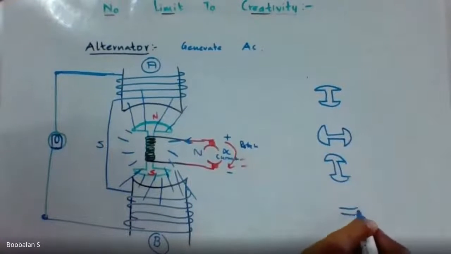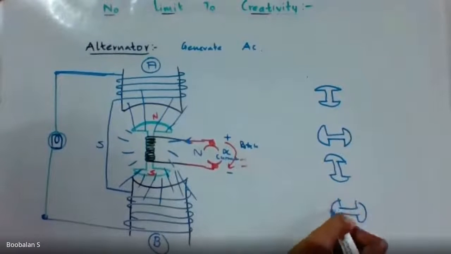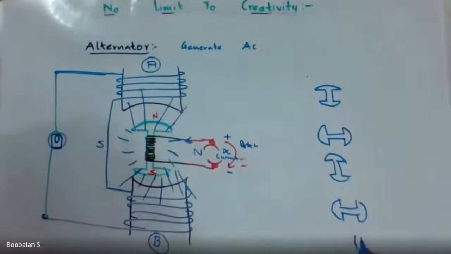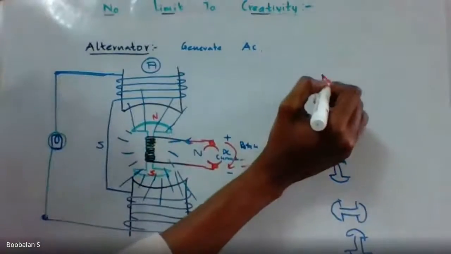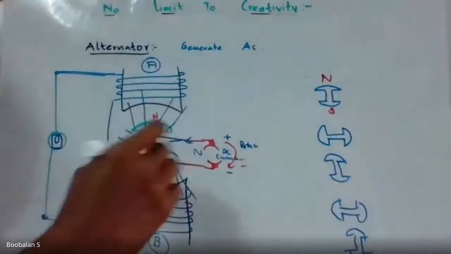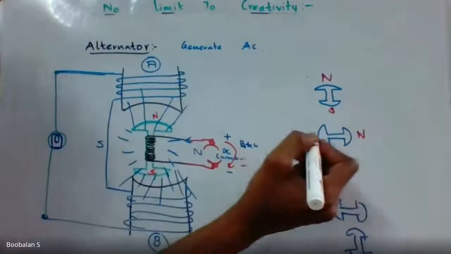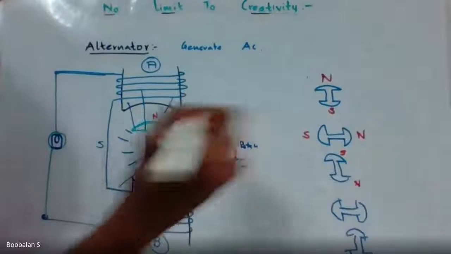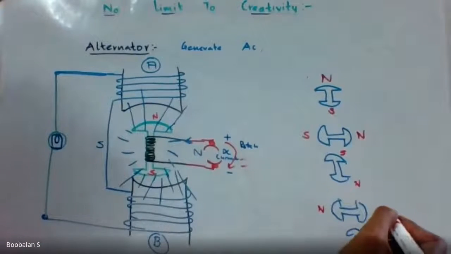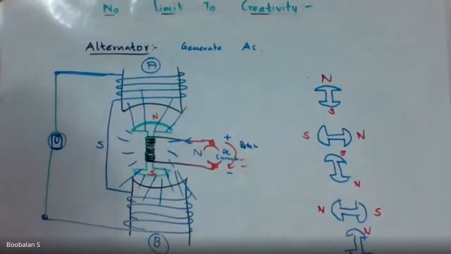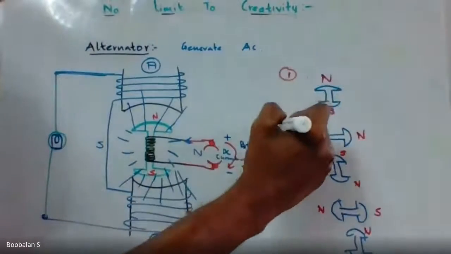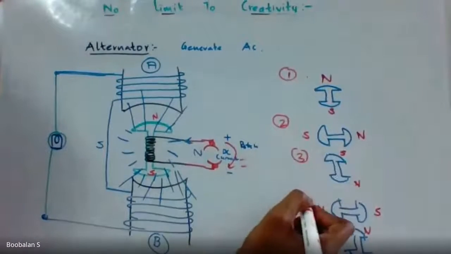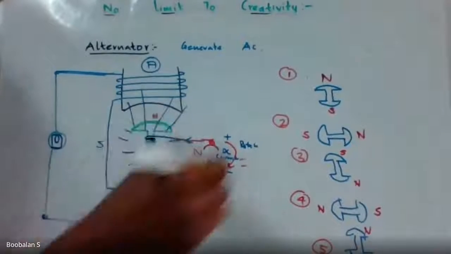In the next case it will be somewhat horizontal. This is called one full revolution, right? In the first case, north is on top and south is below. I'm rotating clockwise. So north will be here and south will be here. Further rotating, south will be here and north here. Further, north will be here and south here. With a full rotation, south will be here. First case, second case, third case, fourth case, fifth case. Totally one revolution has now happened, right?